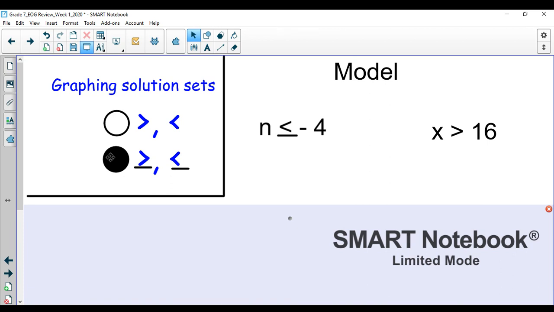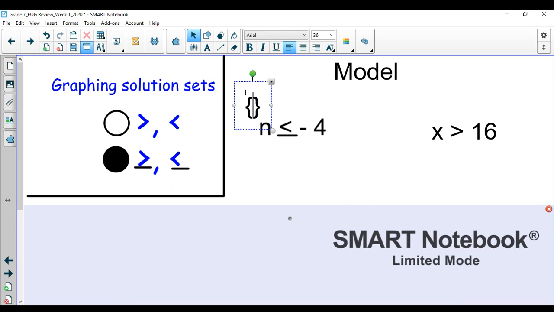So greater than or equal to 12. If it was just greater than 12, it would have to be an open circle. We're going to take a look at how to graph these two. So the first one says n is less than or equal to -4. If you struggle with this, one way to get yourself started is to think about a solution set. Like what numbers would work?